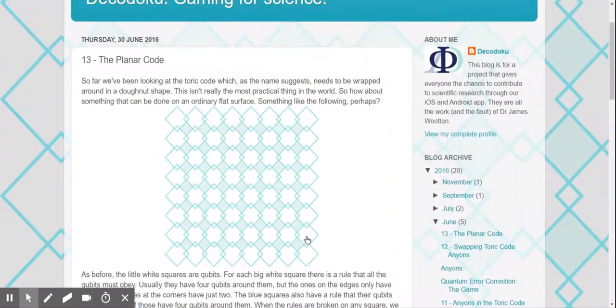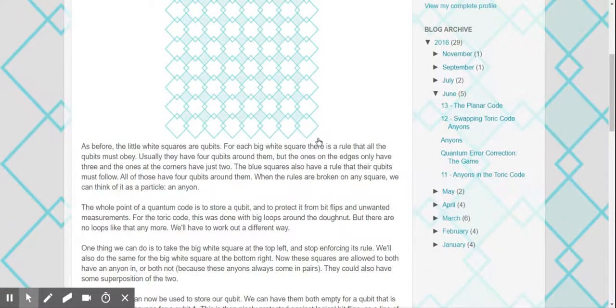The planar code. Fairly short. So far, we've been looking at the toric code, which, as the name suggests, needs to be wrapped around a donut shape. This isn't really the most practical thing in the world. So how about something that can be done on an ordinary flat surface? Something like the following, perhaps. As before, the little white squares are qubits.